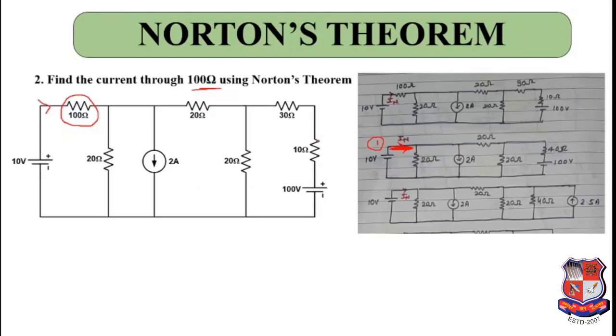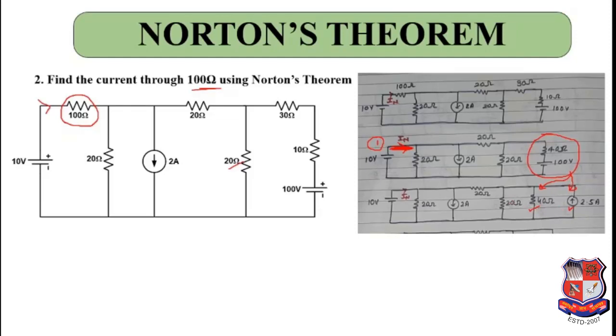If you see from the back, you can see 100 volts in series with 40 ohms. This voltage source in series with a resistance can be replaced by a current source in parallel with that resistance. So it will be 100 by 40, which gives you 2.5 ampere, and this 40 ohms comes in parallel. Now this 40 ohms and this 20 ohms are in parallel.